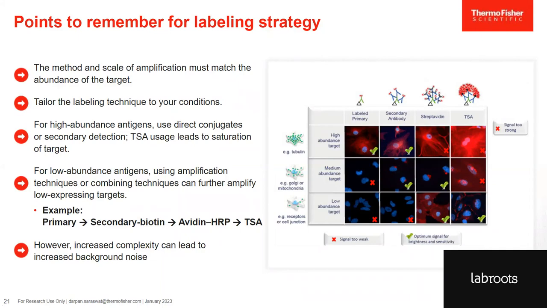For example, in the image on the right, you can see for a high expressing tubulin, if you use TSA or streptavidin, it will oversaturate the signal, while the labeled primary or secondary antibody will be the right choice. With low expressing targets like keratin or something, if you try to use a labeled primary or secondary antibody, you will get no signal. While using streptavidin or TSA, you will get appropriate signals. So make sure to decide the right labeling strategy based on your relative target abundance.